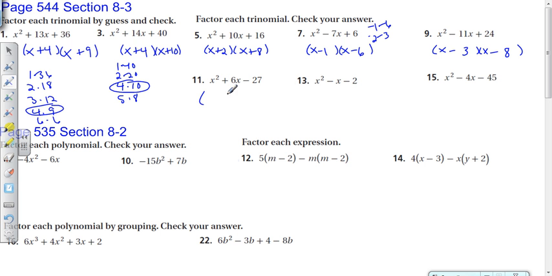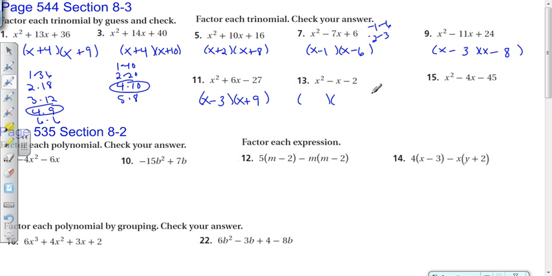Number 11, what can I multiply to get negative 27 that adds up to positive 6? It's 3 and 9, but to multiply to be a negative, the signs have to be different. 6 is positive, which means 9 has to be positive and 3 has to be negative.